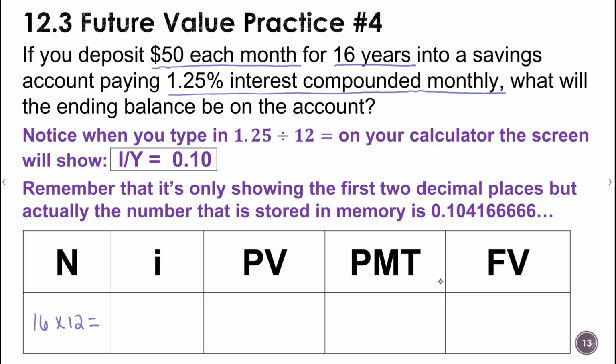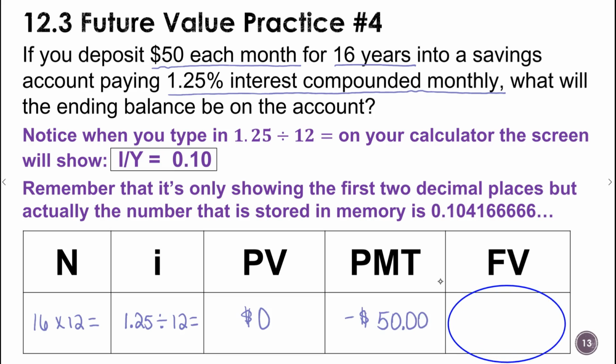Okay, so 16 years compounded monthly, so times 12. Our interest rate of 1.25% divided by 12. Don't forget your equals. Present value is 0 because we're paying a payment, $50 per month. The $50 per month will be negative because it's going into an account, and then we're going to compute future value.